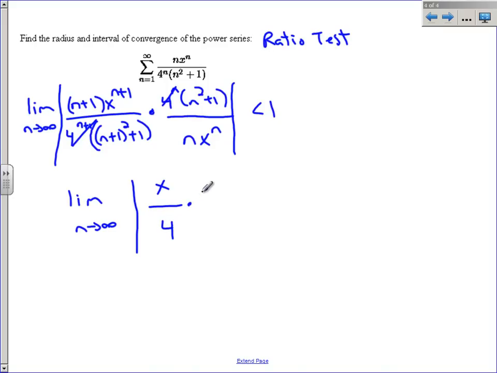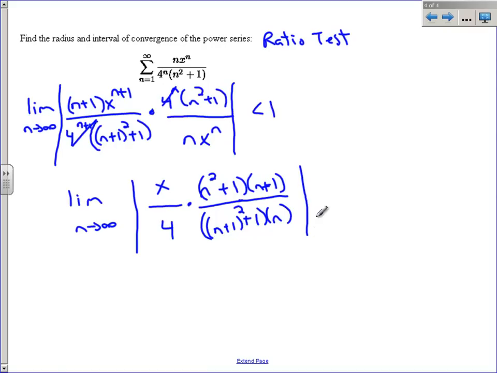Then let's take a look at our n's. Okay, and then on the bottom I've got an n plus 1 squared plus 1 times n. Okay, so I sort of separated everything there. Now let's take a look at the top here. As n goes to infinity, if I multiply the numerator out, I'm going to get an n cubed. And if I multiply the denominator out, I'm also going to get an n cubed. And it's going to be a 1n cubed over 1n cubed. So the limit as n goes to infinity is the ratio of those coefficients because the powers are equal. So that means that I've got x over 4 times 1.